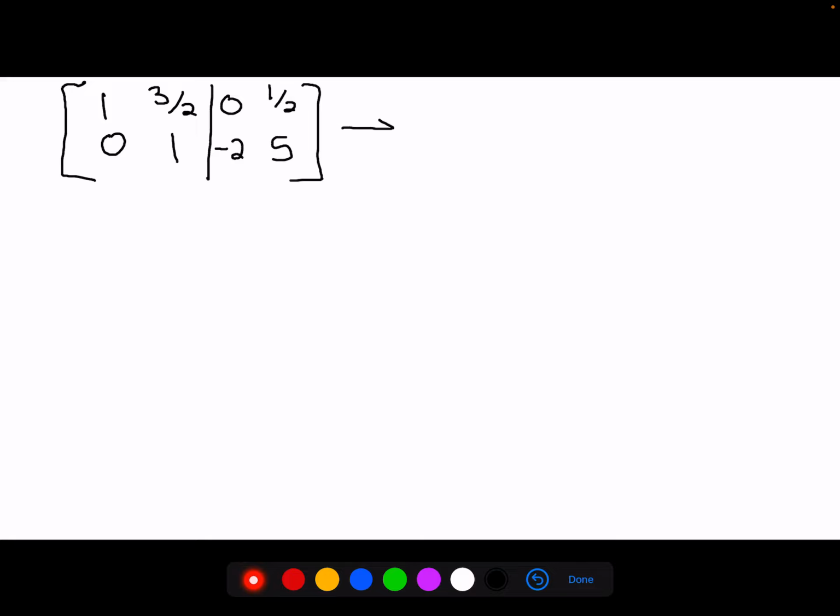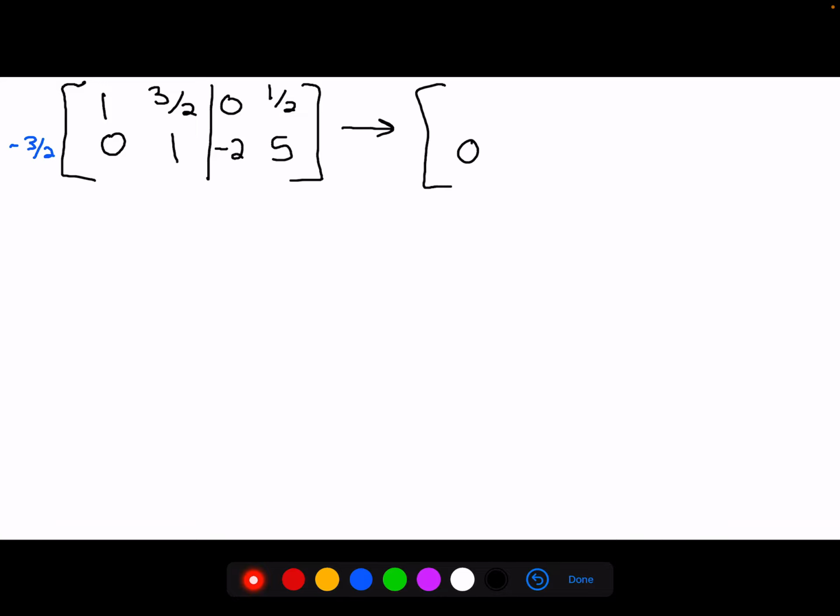Okay, moving on to the next slide. So top row will stay the same. And when I multiply that bottom row by -2, I got 0, 1, -2, and 5. And then finally, I definitely need that 0 up there. So I multiplied the second row by -3 halves and then added that to the first row.